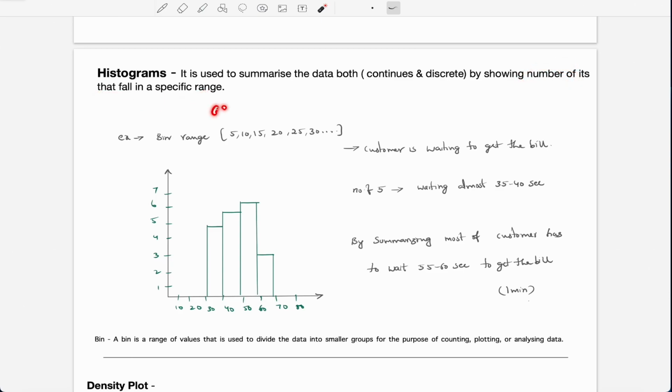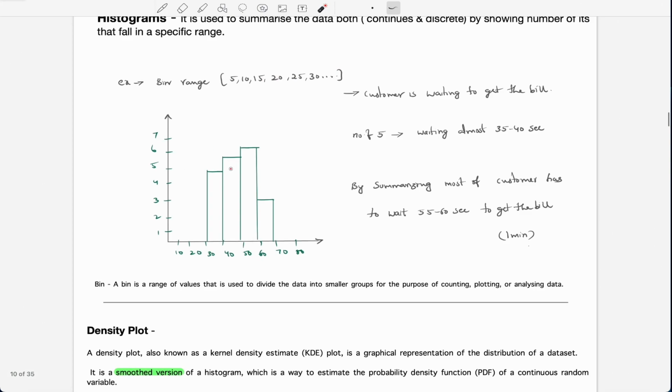Here it's showing specific ranges: 30 to 40, 40 to 50, 50 to 60 and 60 to 70. Here we have a specific range, and we're going to have these numbers. Generally the bin range is like 10, 15, 20, 25, 30, etc. So we have a given histogram out there.